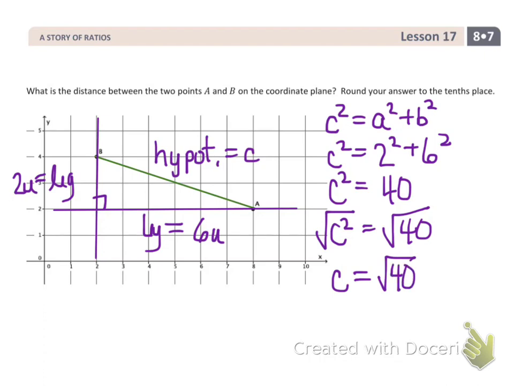Okay, in this lesson, you're welcome to use your calculator if you're asked to find an answer. This says round your answer to the tenths place. So go ahead and use your calculator on these. And so we could say c is approximately 6.3 units.